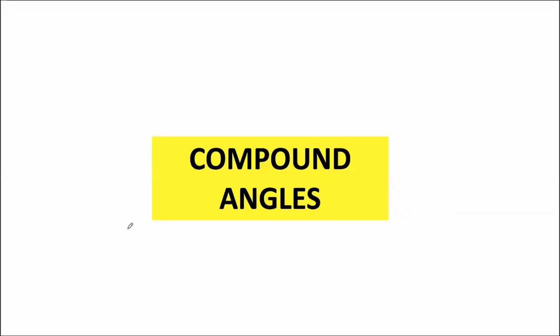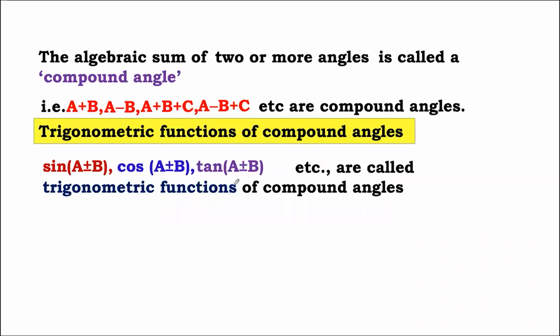Now we're starting compound angle. What is the meaning of compound angle? When we have to solve an equation in the form of a plus b or a minus b, a plus b plus c, three angles given, or any minus sign given, this is known as compound angle. So in this compound angle, we have very specific formulas for sine a plus b, sine a minus b, cos a plus b, cos a minus b, tan a plus b, tan a minus b. So these trigonometrical functions are known as compound angles.